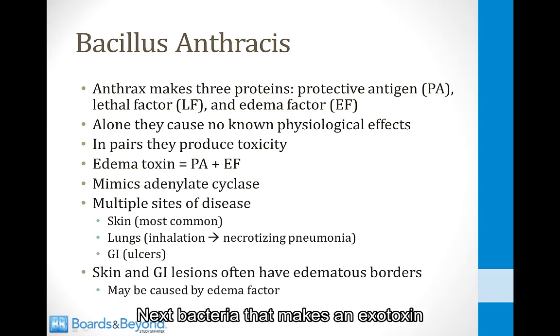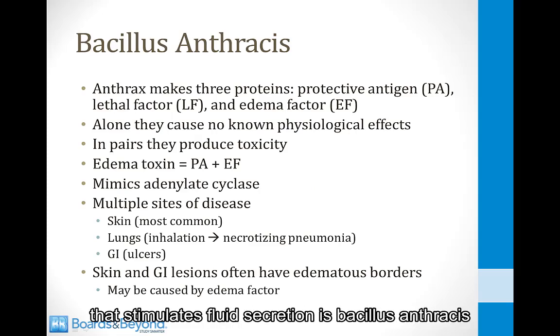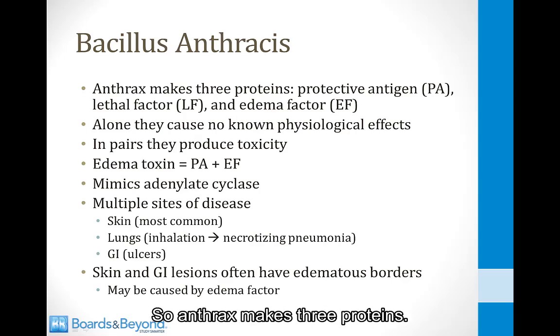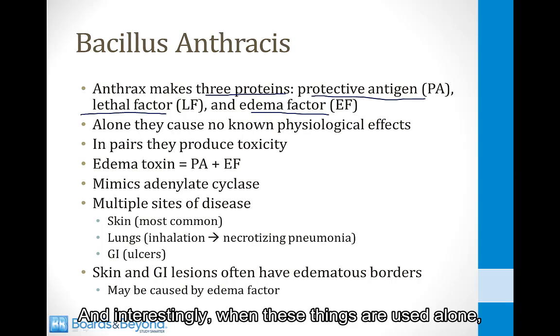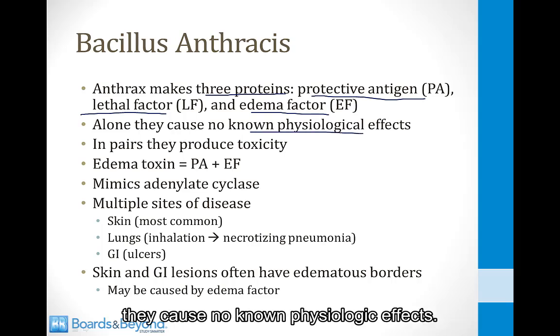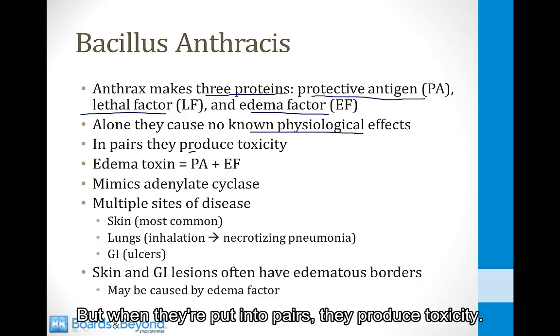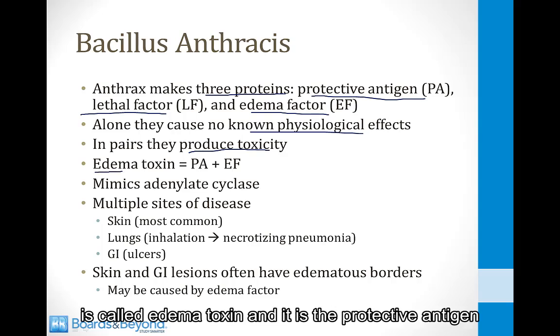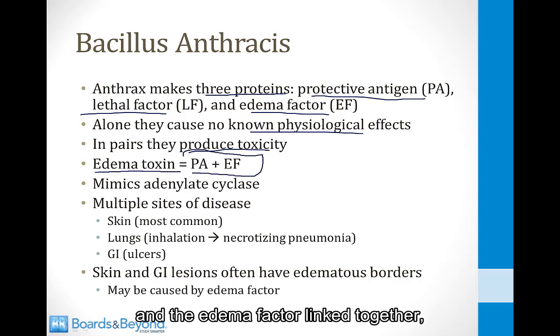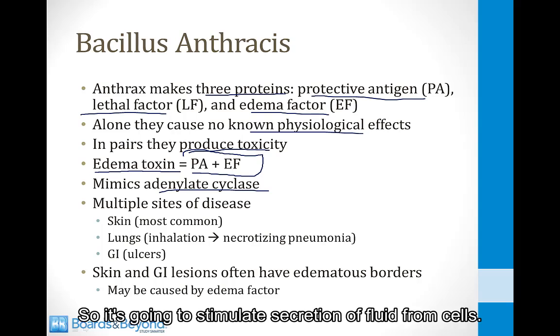Next bacteria that makes an exotoxin that stimulates fluid secretion is Bacillus anthracis, which causes anthrax. So anthrax makes three proteins. The first one is called protective antigen, the second one is lethal factor, and the third one is edema factor. And interestingly, when these things are used alone, they cause no known physiologic effects. But when they're put into pairs, they produce toxicity. So one of the exotoxins that this bacteria makes is called edema toxin, and it is the protective antigen and the edema factor linked together. And it mimics adenylate cyclase, so it's going to stimulate secretion of fluid from cells.